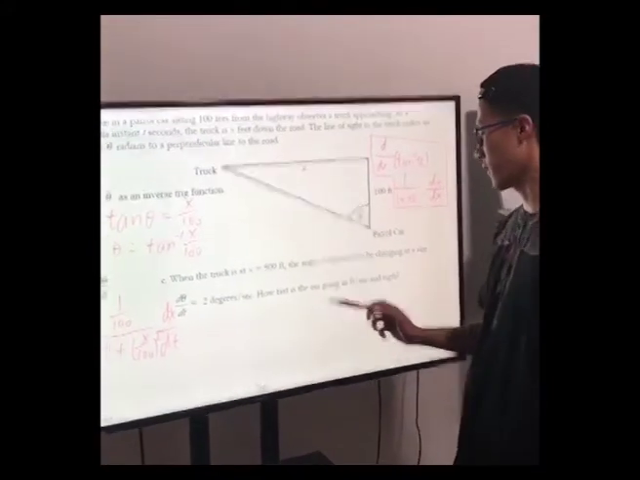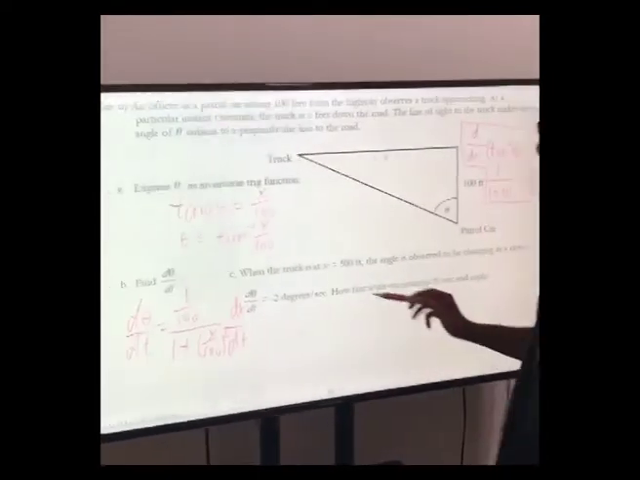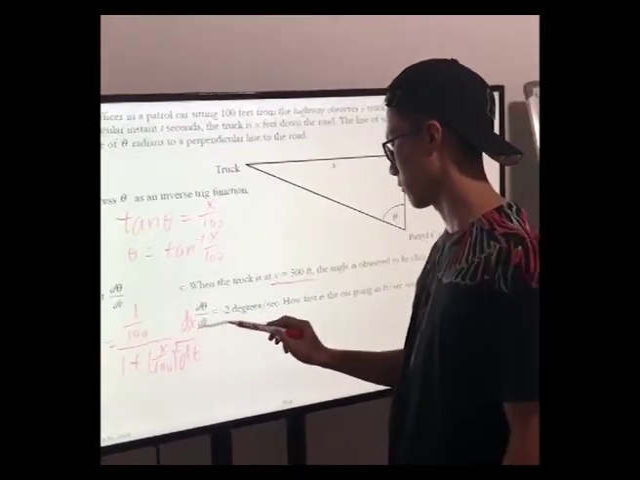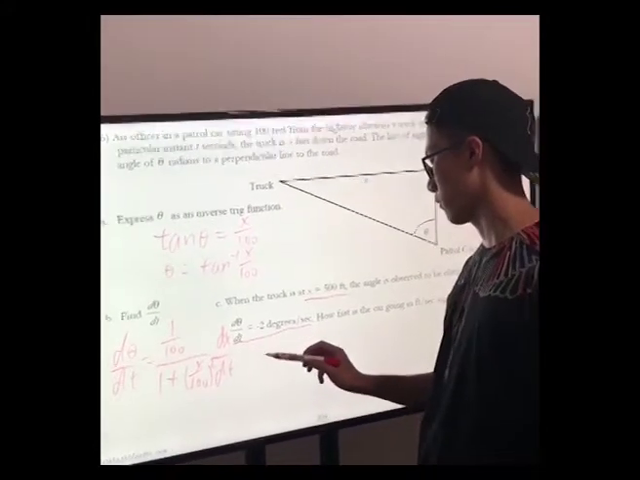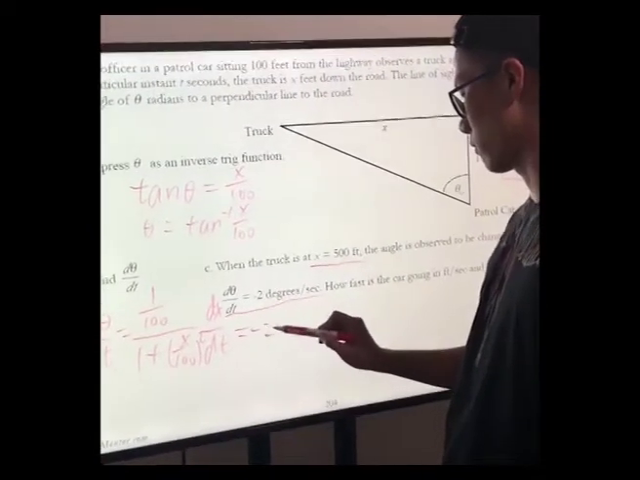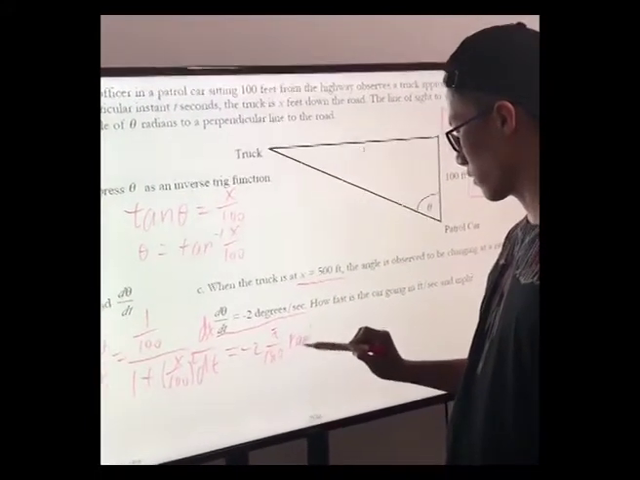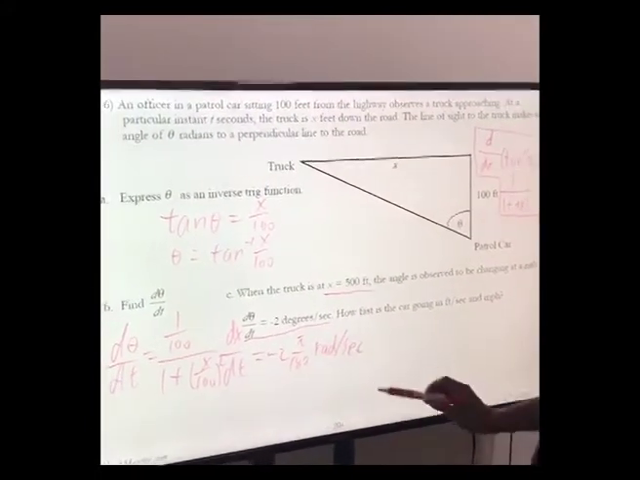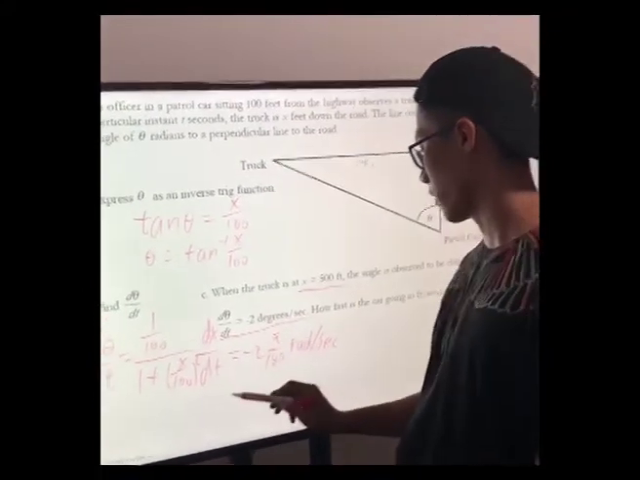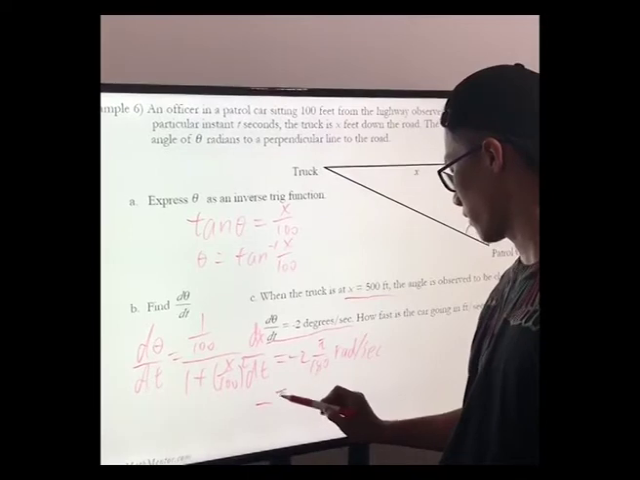The question asks how fast the car is going in feet per second and miles per hour. According to the question, we know that x equals 500 feet and d theta over dt is -2 degrees per second. Then we need to convert degrees into radians, so d theta over dt equals -2 times pi over 180 radians per second.